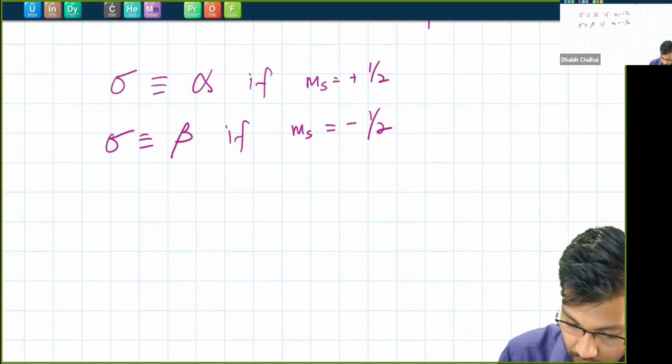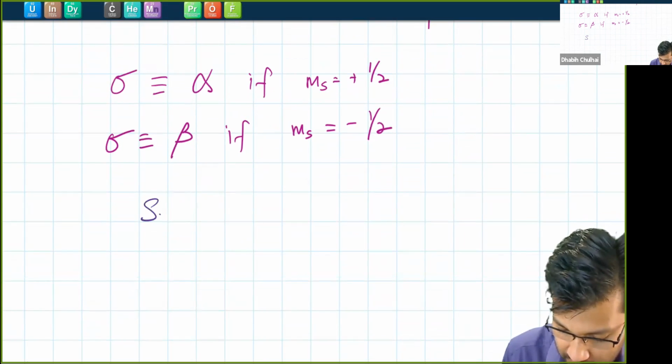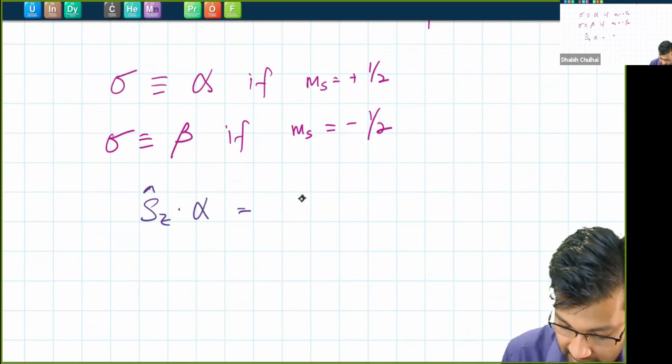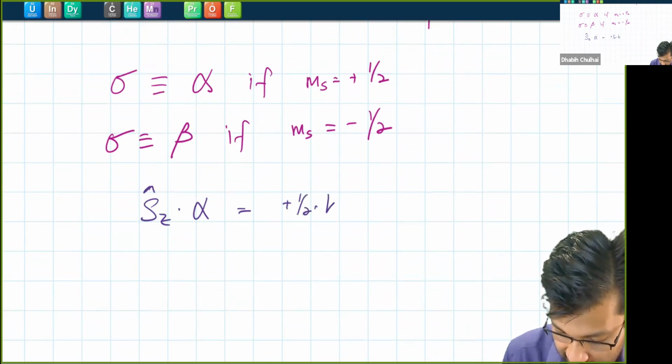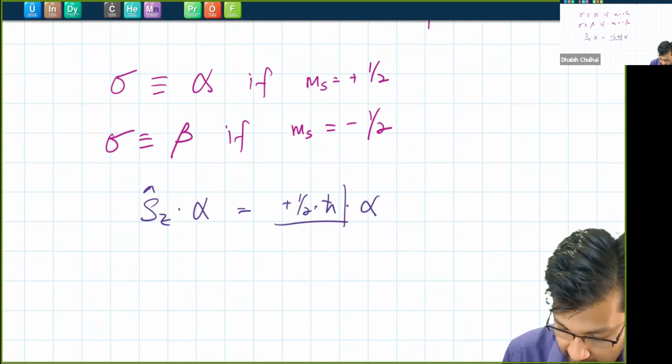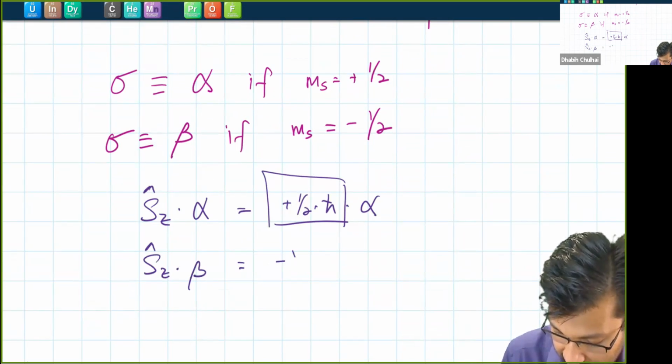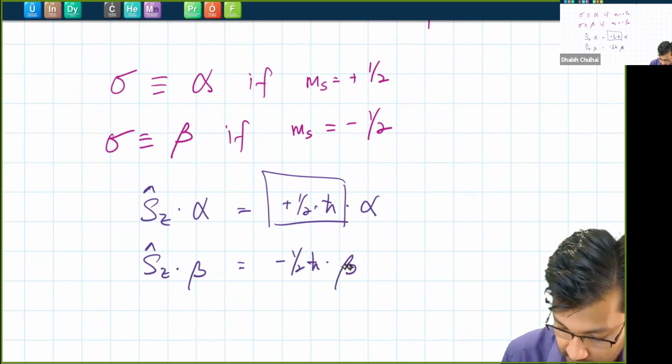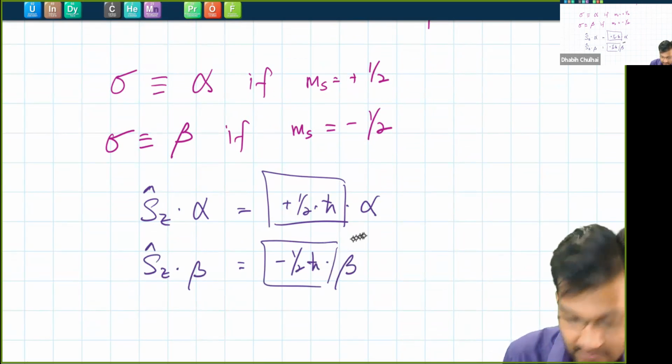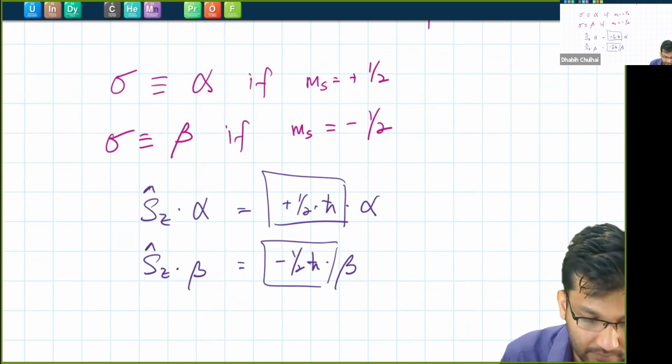When we do this, we're going to say that if you measure the z component of this alpha function, you're going to get back plus a half times h bar times the same alpha function, right? This is why we say ms is positive a half. And the z component times the beta function will get negative a half times h bar times the beta function, right? These set up eigenvalue equations.